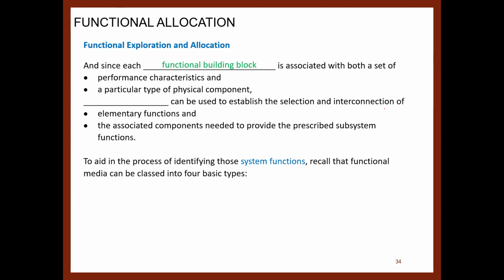And since each functional building block is associated with both a set of performance characteristics and a particular type of physical component, the building blocks can be used to establish the selection and interconnection of the elementary functions and the associated components needed to provide the prescribed subsystem functions. To aid in this process for identifying those system functions, recall that functional media can be classed into four basic types: signals, data, materials, and energy, which we have discussed already.